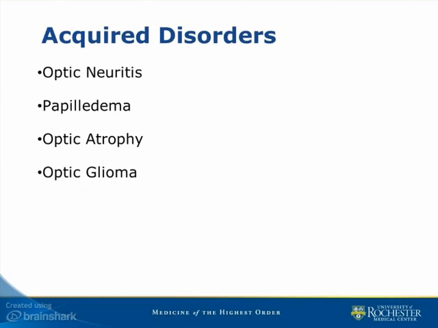Okay, we've discussed the congenital anomalies of the optic nerve. Now we're going to cover 4 acquired disorders of the optic nerve. They're optic neuritis, papilledema, optic atrophy, and optic nerve glioma.